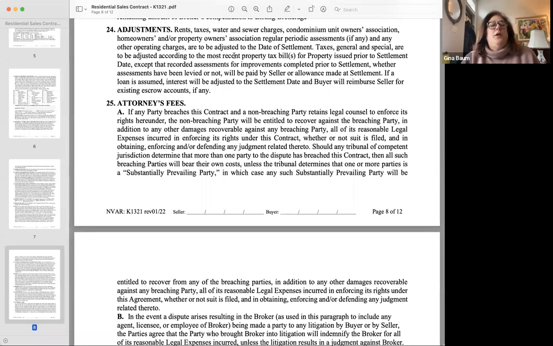Taxes general and special are to be adjusted according to the most recent tax bills for property issued prior to settlement day, except that recorded assessments for improvements completed prior to settlement, whether assessments have been levied or not, will be paid by seller or allowance made at settlement. If a loan is assumed, interest will be adjusted to the settlement date, and buyer will reimburse seller for existing escrow accounts, if any. Okay.